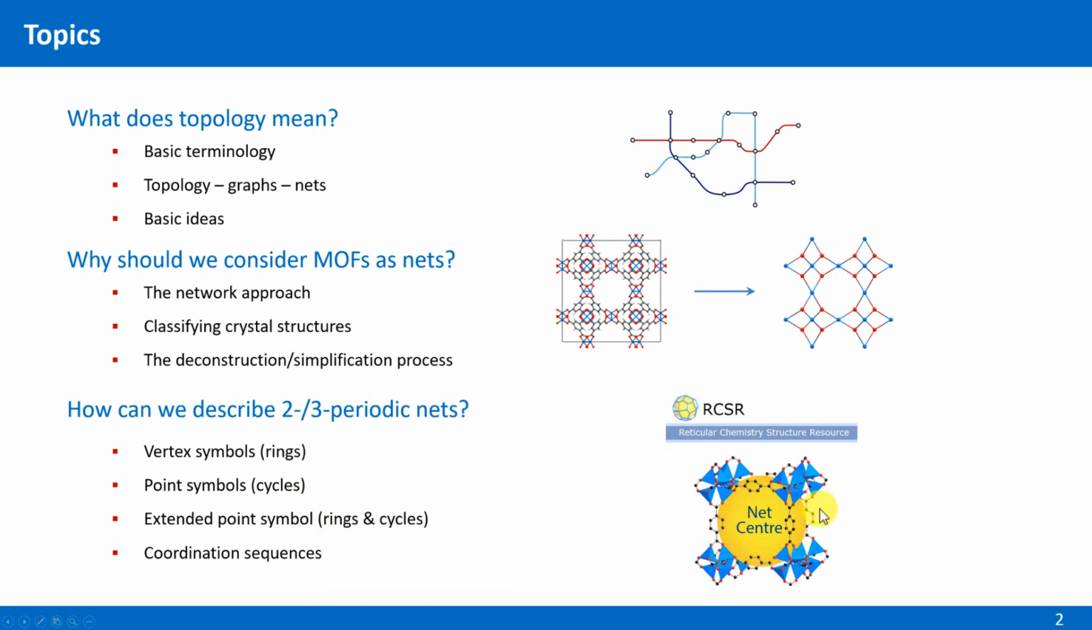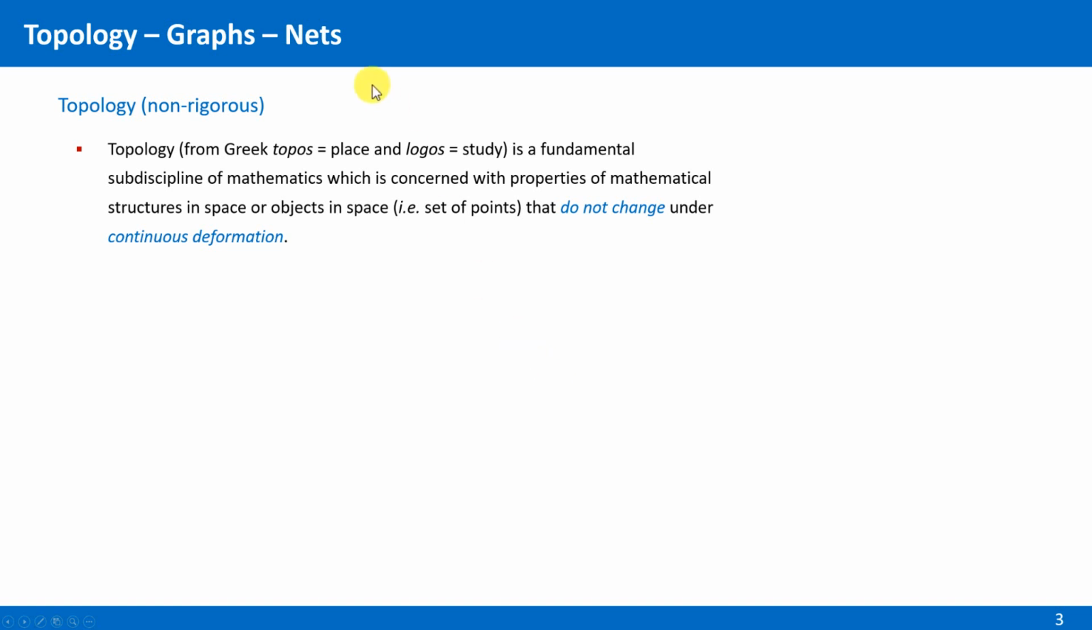Okay, let's begin with topology. If you have a look at Wikipedia or other encyclopedias, you will find roughly a definition like that. Topology, from Greek topos, place, and logos, study, is a fundamental subdiscipline of mathematics which is concerned with properties of mathematical structures in space, or you can also say objects in space, and this means a set of points, and now the important point, that do not change under continuous deformation.